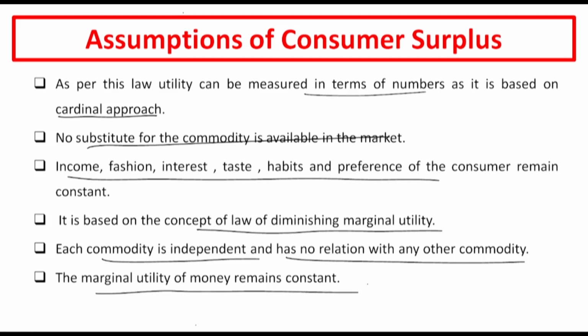Marginal utility of money needs to be constant. This theory also assumes the value of money remains constant because it is a cardinal approach, and the cardinal approach makes this assumption of money remaining constant. But in reality, the value of money can never be constant. It can increase, it can decrease, sometimes it can be constant, but it can never be constant throughout the period of consumption.